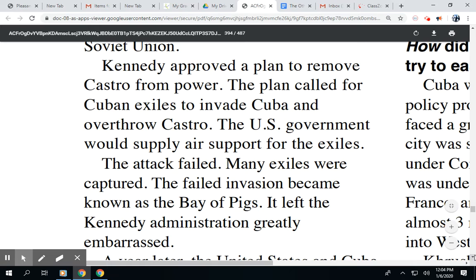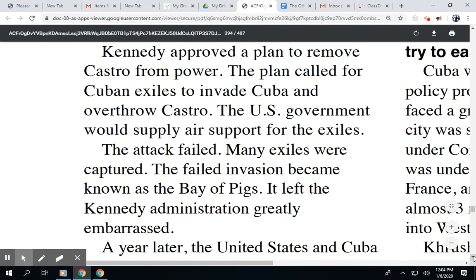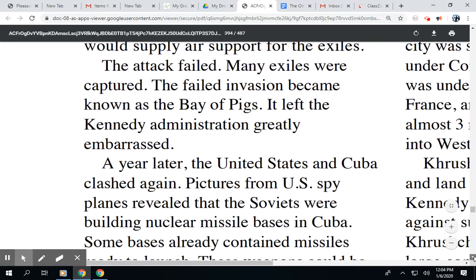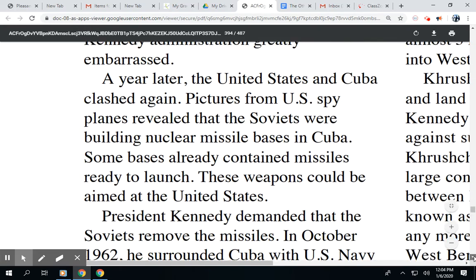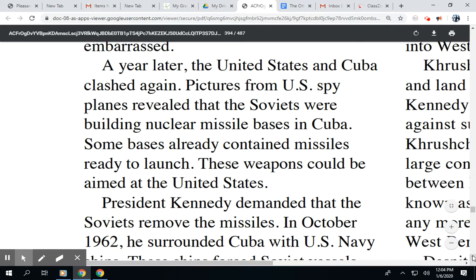The attack failed. Many exiles were captured. The failed invasion became known as the Bay of Pigs. It left the Kennedy administration greatly embarrassed. A year later, the United States and Cuba clashed again. Pictures from U.S. spy planes revealed that the Soviets were building nuclear missile bases in Cuba. Some bases already contained missiles ready to launch. These weapons could be aimed at the United States.